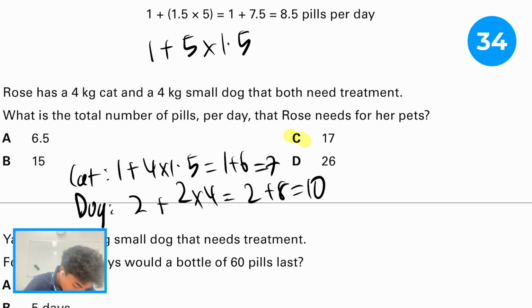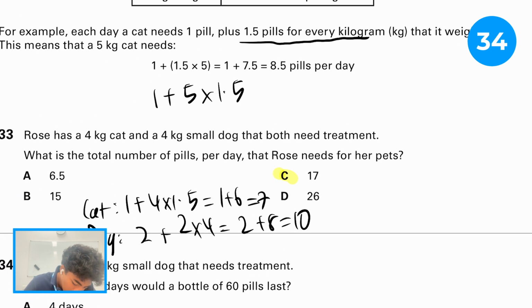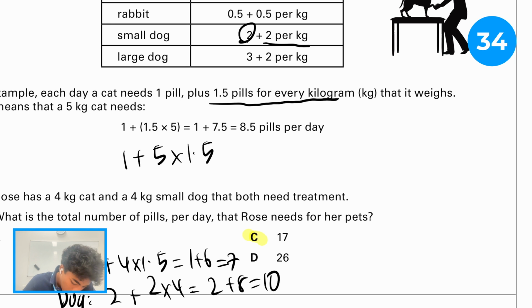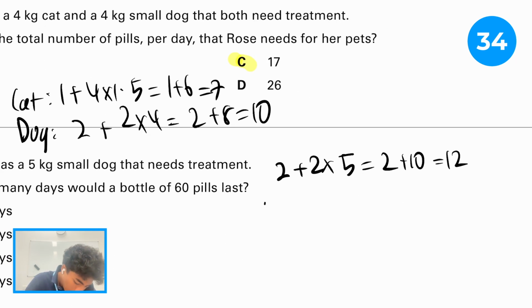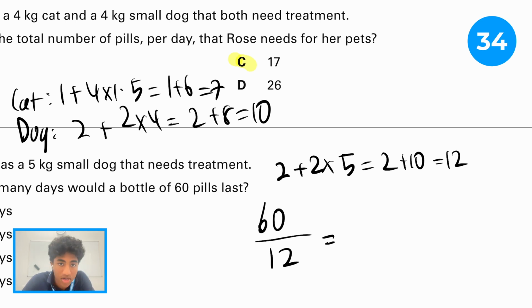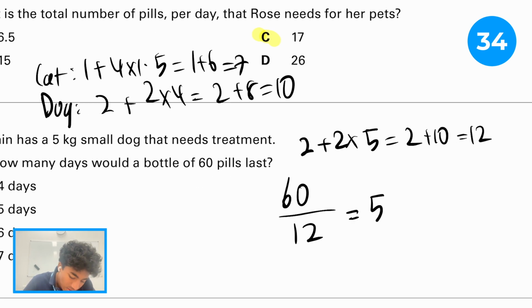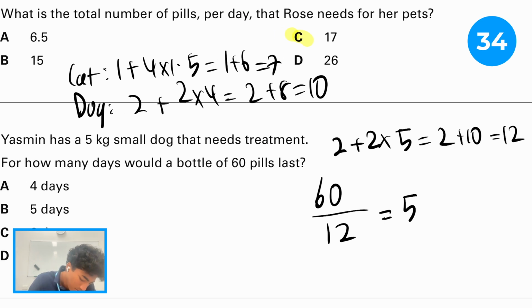Yasmin has a 5 kilo small dog that needs treatment, right? So that means to get the number of pills, we have to add 2 at the start and then 2 per kilogram, so 2 times 5. So we get 2 plus 10, so we get 12 pills. That means a bottle of 60 pills, if the small dog needs 12 pills per day and she has 60 pills, that means she can last 60 divided by 12, so 5 days.